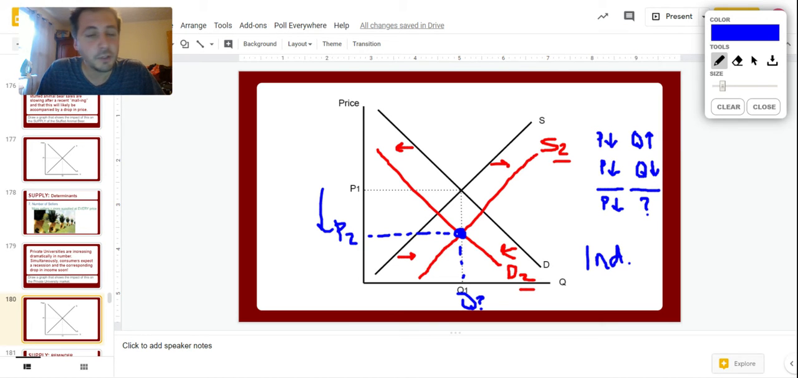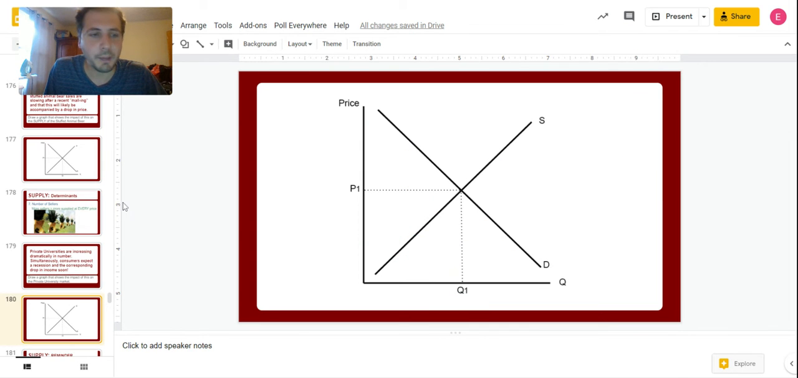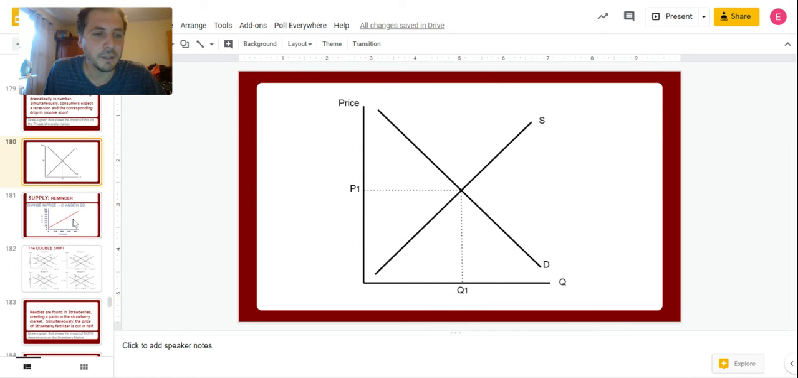Because when demand shifts, price and quantity move in the same direction. But when supply shifts, price and quantity move in the opposite direction. Figure out what the opposites are, and that's your indeterminate factor. Okay, let's wrap this up with a tidy little bow.